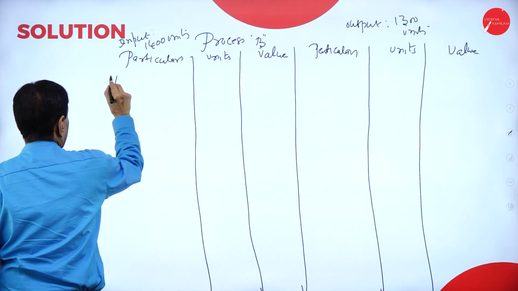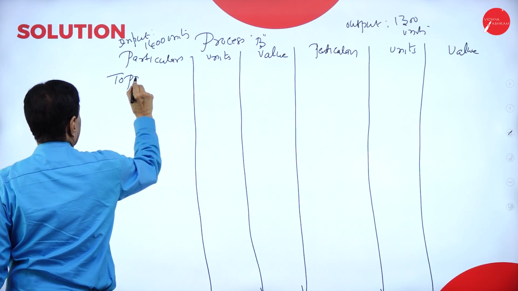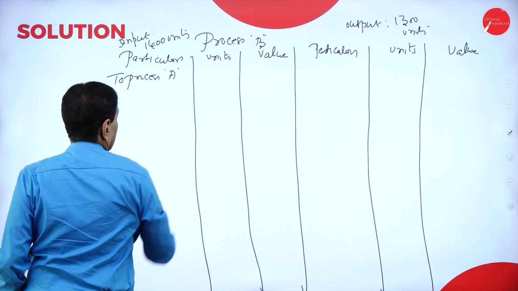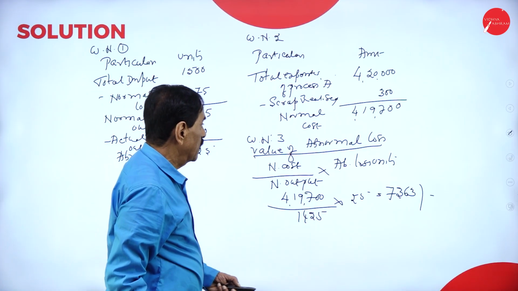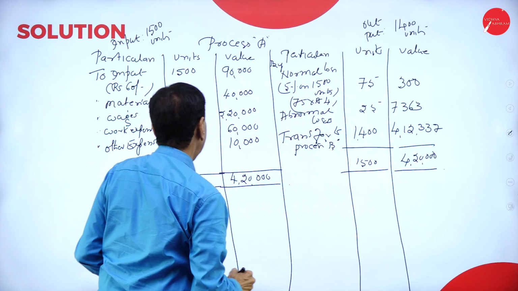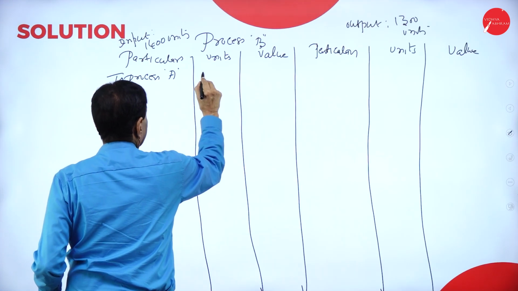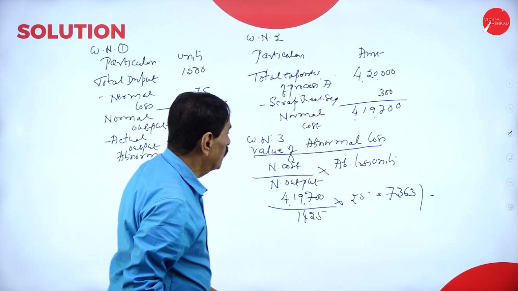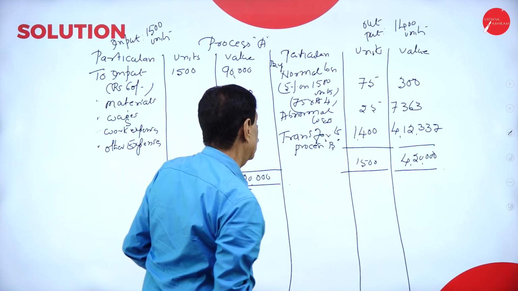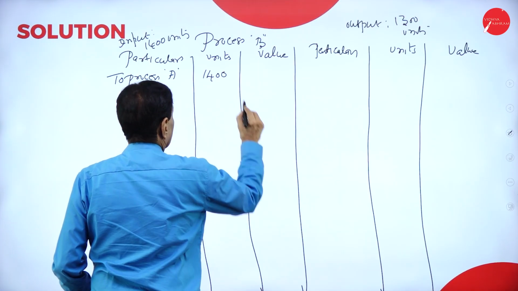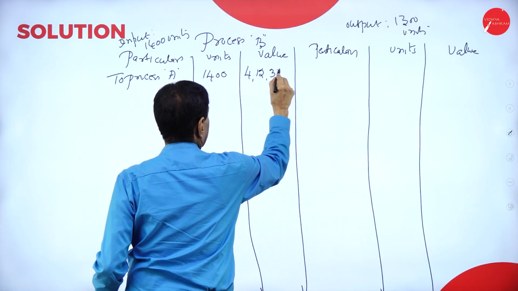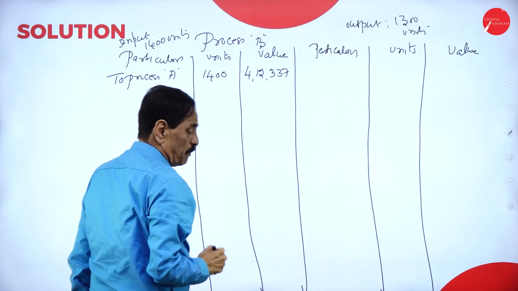Now, come back here. To process A, transfer entry. How many units? 1,400. What's the value? 4,12,337. Transfer entry from process A.